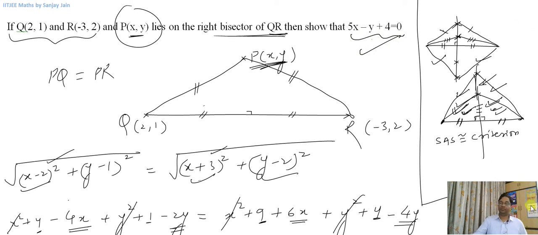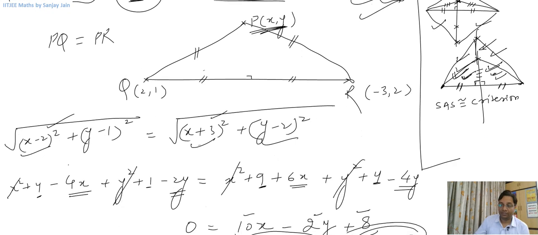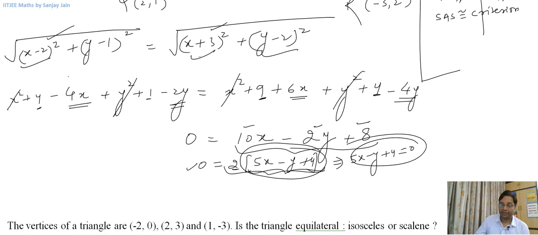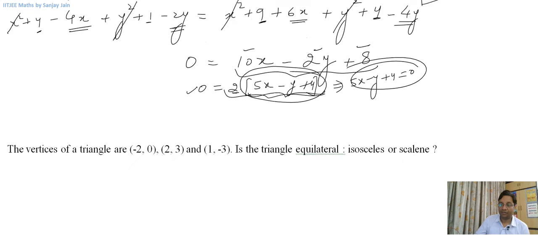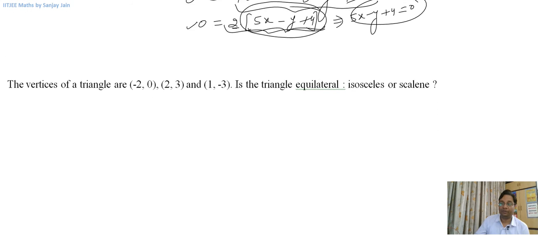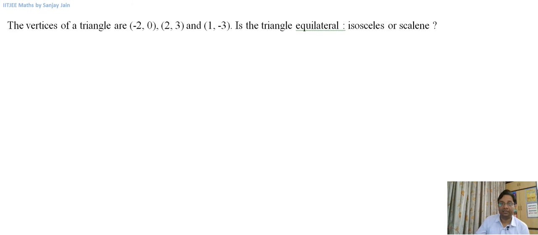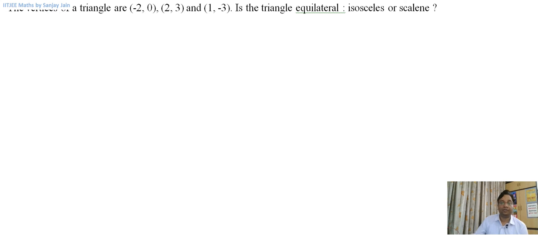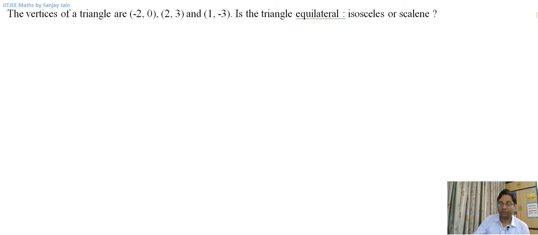So this is a simple application of the distance formula and simple class 9th knowledge that every point on the perpendicular bisector of a line segment will be equidistant from the two extreme points of that line segment.